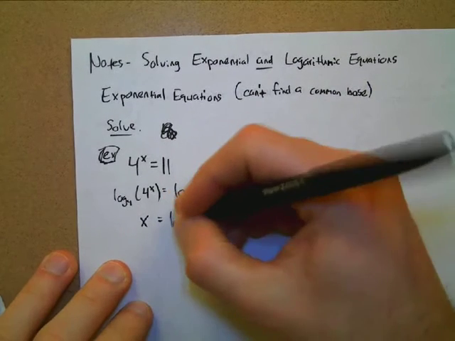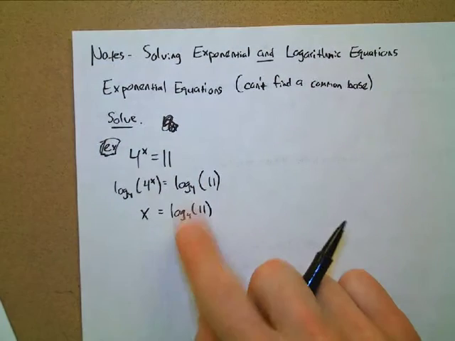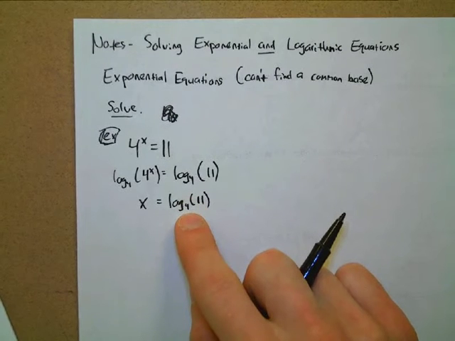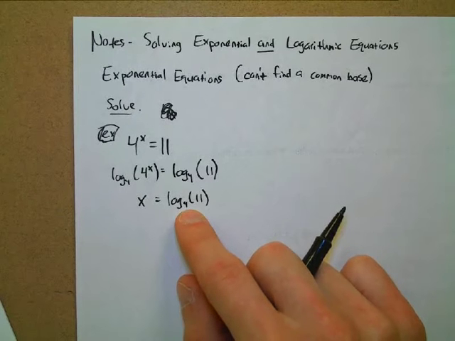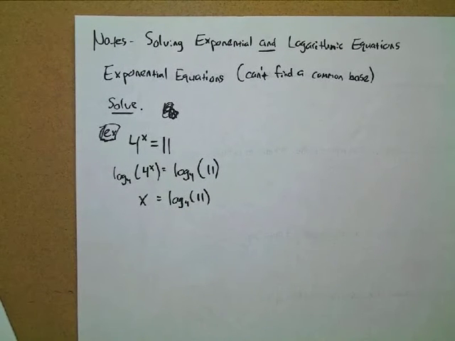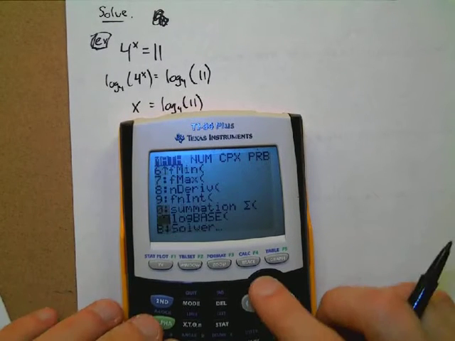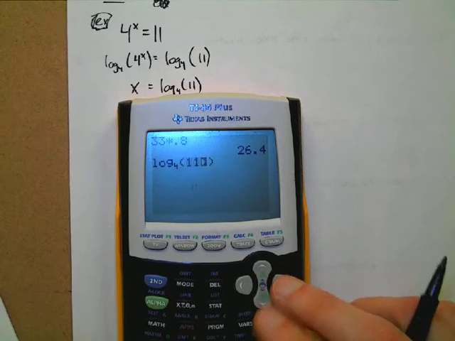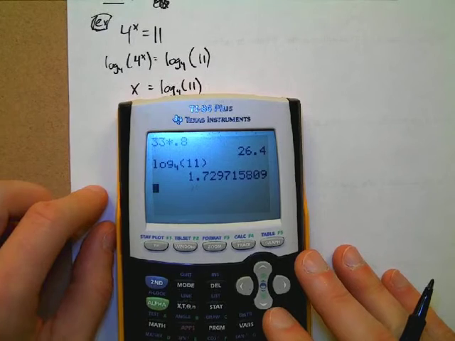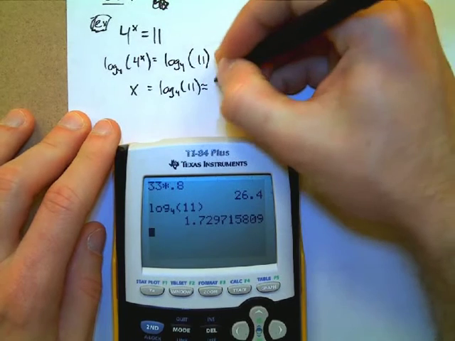Equals log base 4 of 11. Now, this is our precise answer right here. That's it. That's literally it. But let's go ahead and come up with a decimal here, just because that's helpful too. And so we go to our graphing calculators. For those of you that have the math print, we'll go to log base, the math button, log base, and then we'll type in 4 and then 11. And there it is, about 1.73.